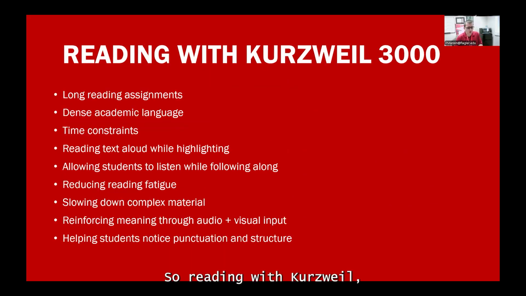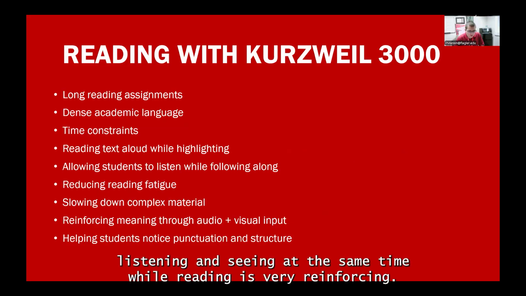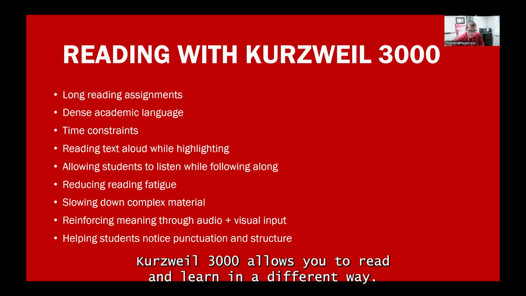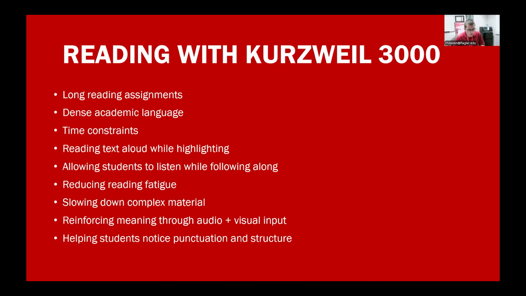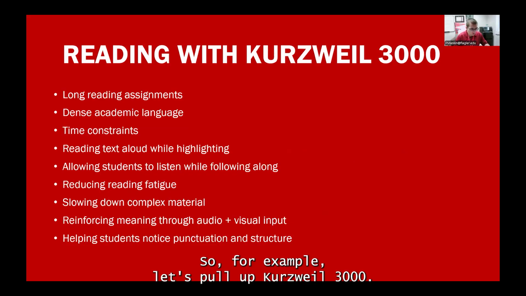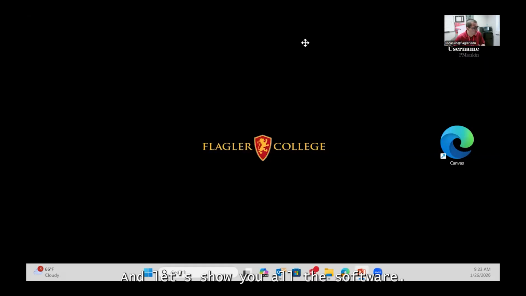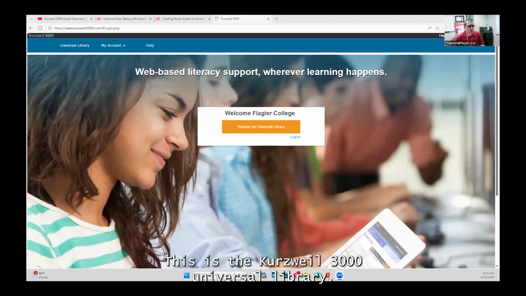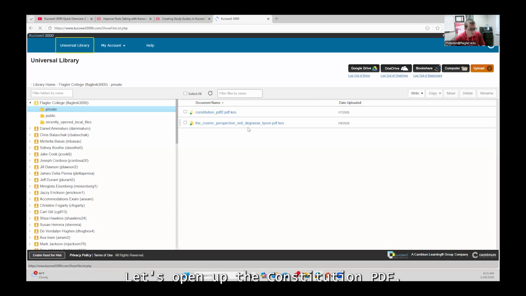So reading with Kurzweil. Listening and seeing at the same time while reading is very reinforcing. Kurzweil 3000 allows you to read and learn in a different way. So, for example, let's pull up Kurzweil 3000 and let's show you all the software. This is the Kurzweil 3000 Universal Library. Let's open up the Constitution PDF, for example.